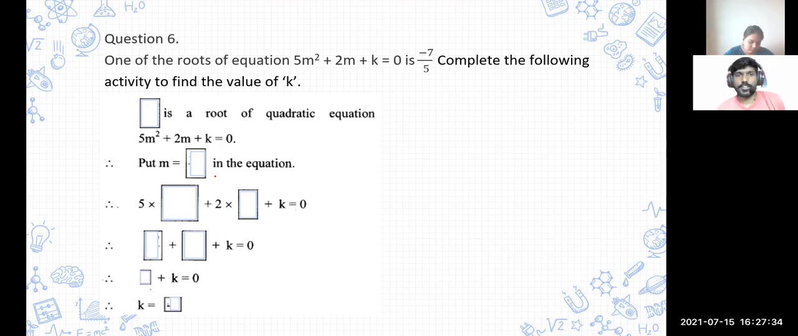Okay. So the sixth question is: one of the roots of the equation 5m square plus 2m plus k is equal to 0 is minus 7 upon 5. So one root of this equation is given, minus 7 upon 5. You have to complete this activity to find the value of k. Let's start with the solution. Dash is a root of the quadratic equation. This is given in the question. What will come in the first box? Minus 7 upon 5. Correct. Minus 7 upon 5 is the root of the given quadratic equation.